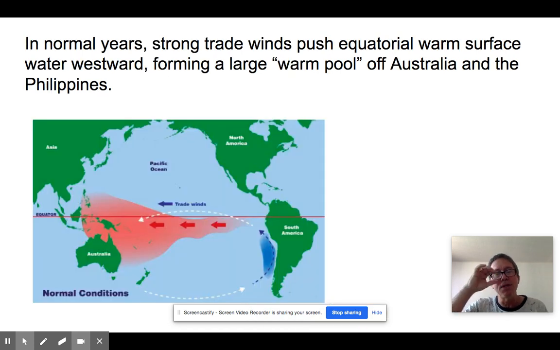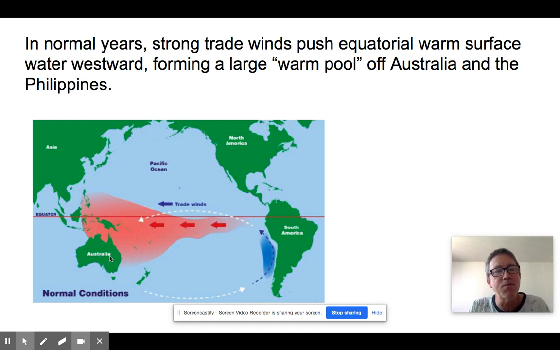So in normal years, what happens is trade winds, if you recall, blow from east to west across the Pacific, and as they move across the equatorial Pacific, they drag warm water with them. And so this water gets dragged across the surface of the ocean.